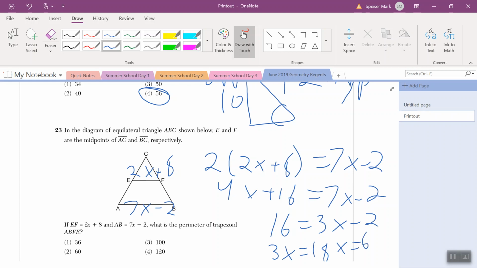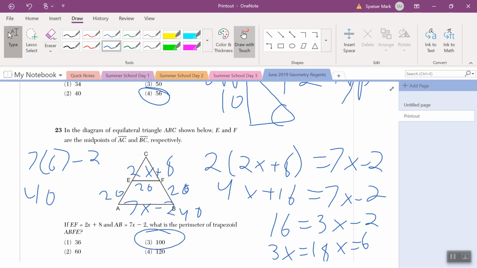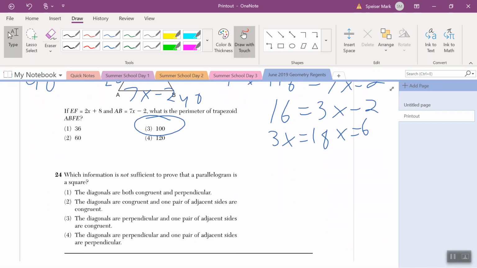You take that x and plug it into AB. So 7 times 6 minus 2 is 40. That means every side of this original equilateral triangle was 40. So this is 40. This is 20. This is 20. This is 20 since they're midpoints. So then you add the 40 and the 20 and the 20 and the 20. So it's 60 plus 40, making a total perimeter of 100. A lot of work for a multiple choice question.